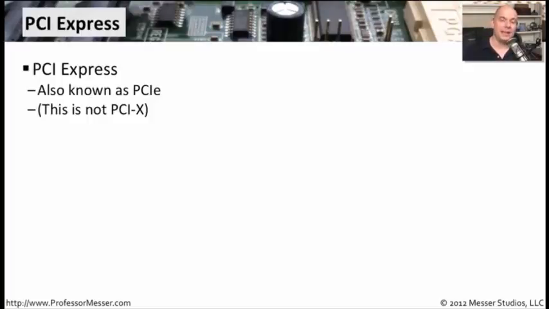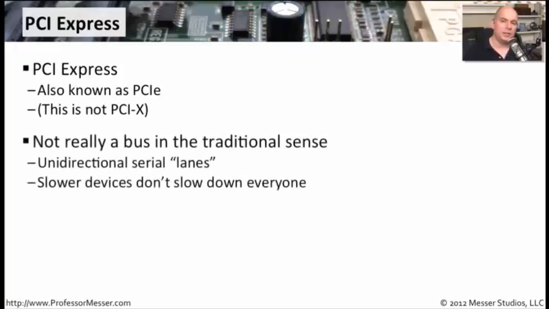PCI Express is PCIe. PCI Express also is not that traditional 32 or 64-bit wide bus. With PCI Express, we're using a serial communication to send traffic in both directions. We call these lanes. What's nice about this is that we can plug in a very slow PCI Express card and we can plug in a very high-speed PCI Express card, and they're using their own lanes to communicate. In the older PCI style, if you plugged in a slower card, the entire bus had to slow down to that speed. We don't have that problem with PCI Express.